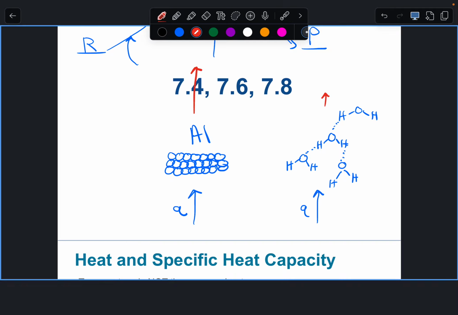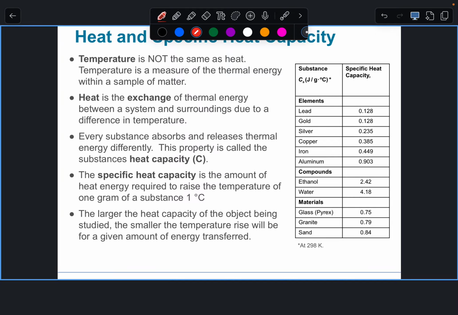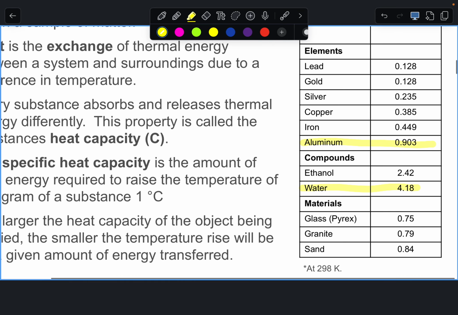And the term we use and the number we assign to every different chemical or every different substance is called the heat capacity. And that basically just means how does it respond when it gets energy given to it? How does its temperature respond to energy being added in? So if we look at aluminum and water, here's aluminum and here's water. You can see the values are actually quite a bit different, right? 0.9 for aluminum and 4 for water.